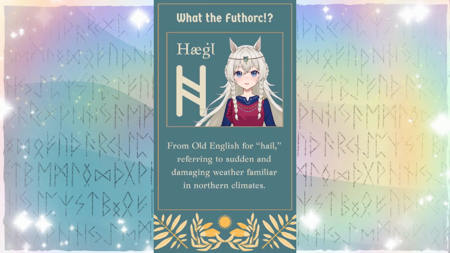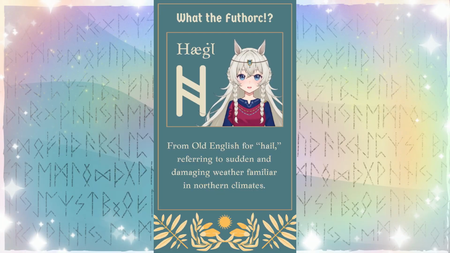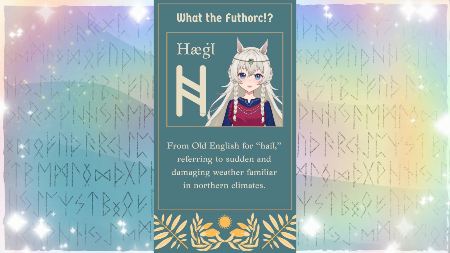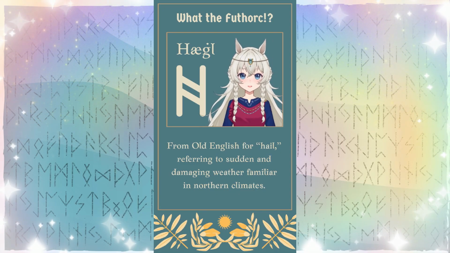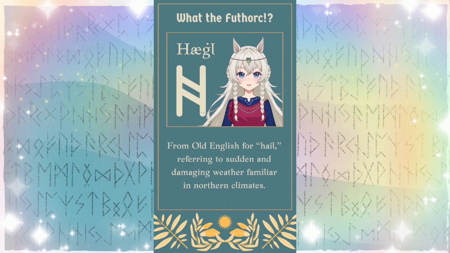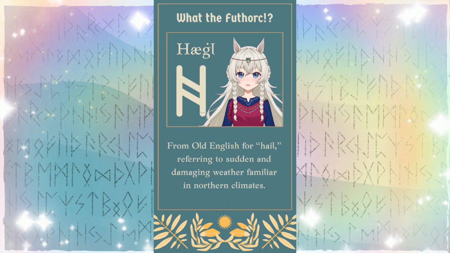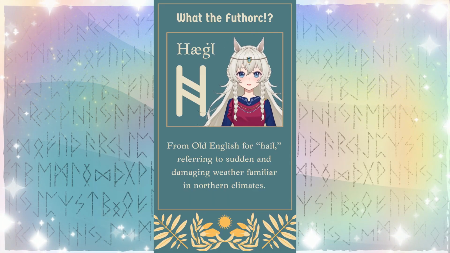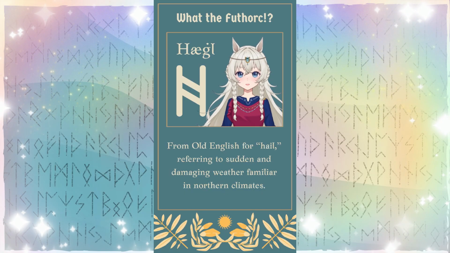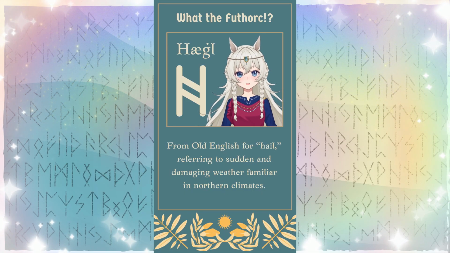Hagal comes from Proto-Germanic hagalaz, appearing in Old English meaning hail. In early Anglo-Saxon society, hail was a familiar danger. Storms and microbursts could flatten crops and harm livestock. These storms came suddenly and left people with little control over the outcome of the carnage.